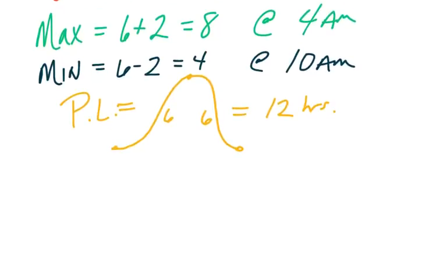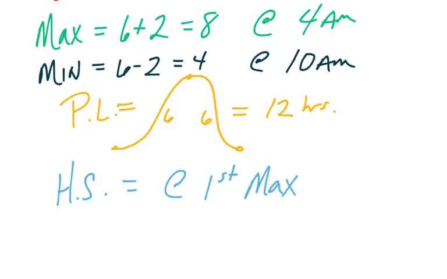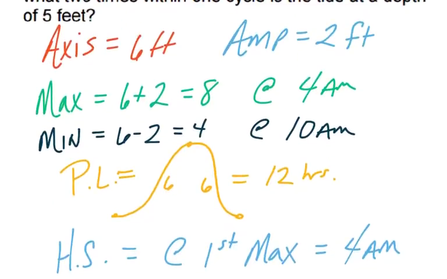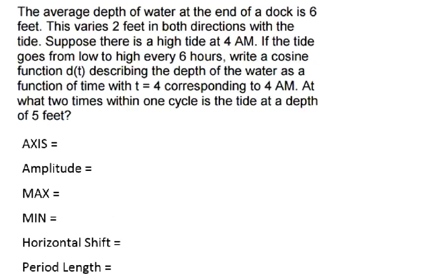And then our horizontal shift is the time at first maximum. So what time does the first maximum occur? That is 4 a.m. So we have everything we need here. And that tells us the axis, again, is 6, amplitude is 2, maximum is 8, minimum is 4, horizontal shift is 4 a.m., and the period length is 12 hours.